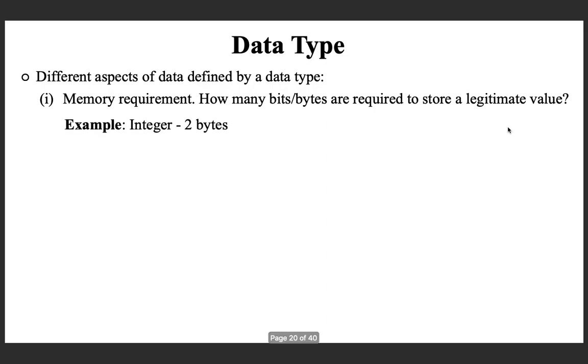For example, in a language, integer may require 2 bytes. 2 bytes means 8 plus 8, 16 bits. Now if it is 2 bytes, then how many different integers can there be?